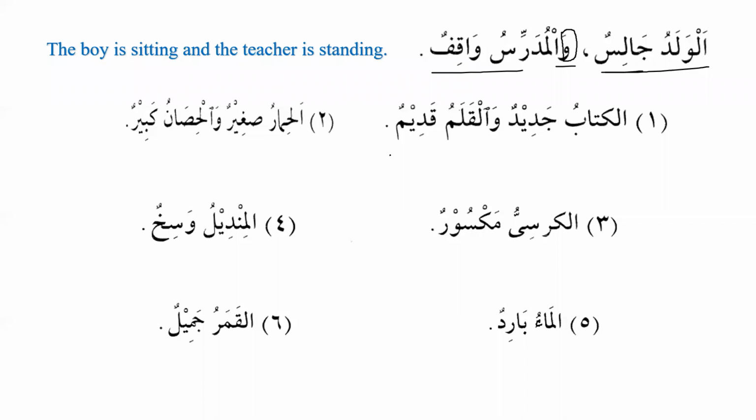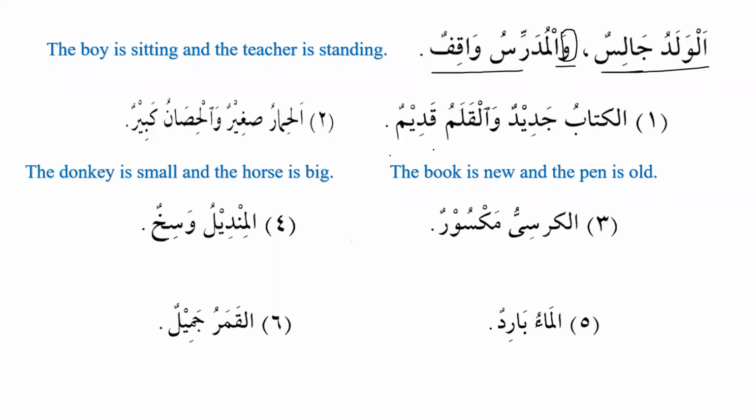Al-himaru saghirun wal-hisanu kabirun. The donkey is small and the horse is big. So please refer to the vocab. It's very, very important. It will help us a lot to try to memorize all these new words.